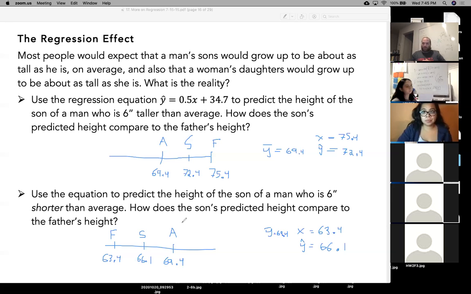Here's another example. Who here likes watching baseball? Nobody likes baseball? Okay, how about basketball? How about football? How about any sport? I watch baseball. Okay, baseball. How often does a rookie have an amazing season? Not very often. But when a rookie does have an amazing season, what usually happens the next season? He doesn't have the same outcome.